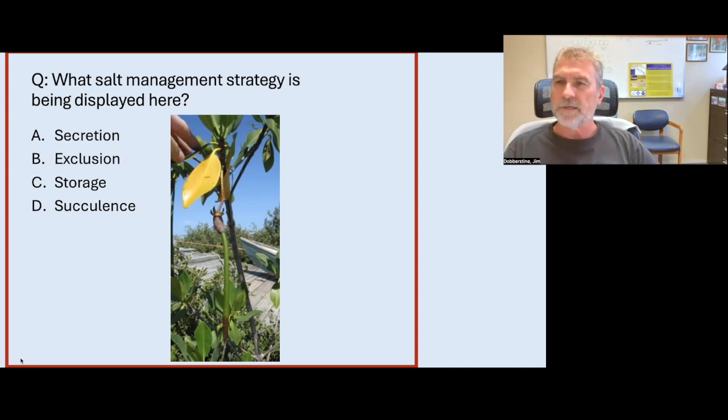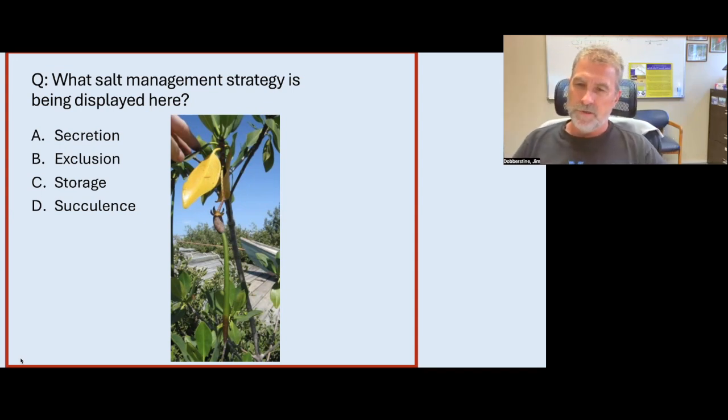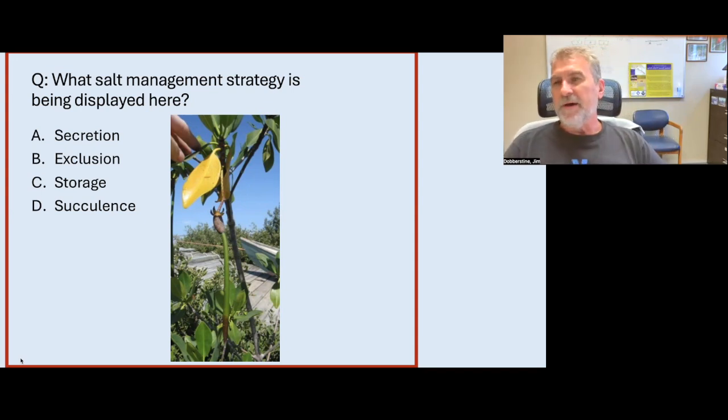Okay, so here's our second clicker question in this series of two. The question here is what salt management strategy is being displayed by this plant, right? Okay, so knowing this is red mangrove, well, they're the ones that live lowest down slope, and they're the ones that have the high amount of suberin in the root. Remember that? And so that would be a form of exclusion.